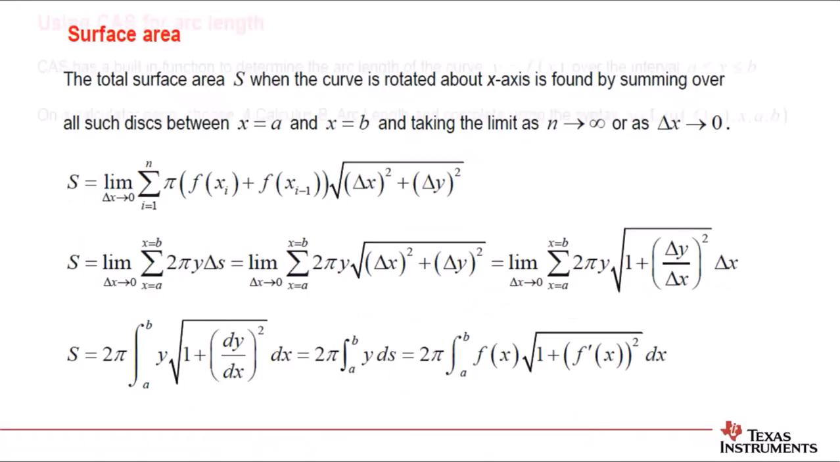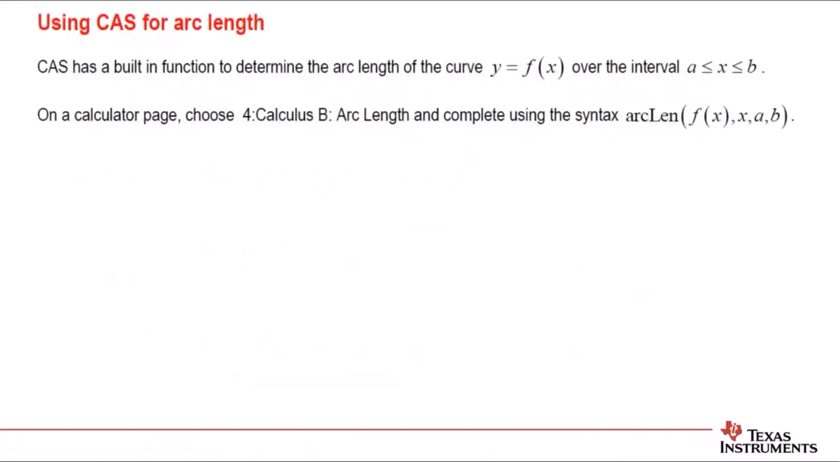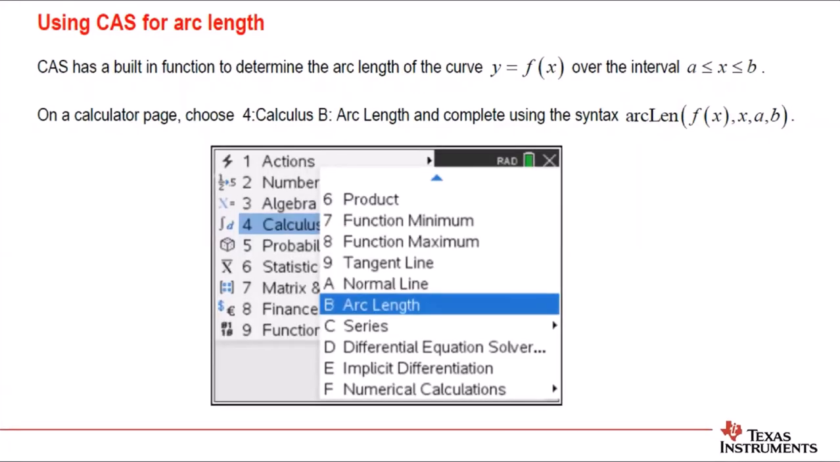All right, so let's go back to the PowerPoint slide now. Now, the CAS, the TI-Nspire, does have a built-in function to determine the arc length of the curve y equals f of x over the interval from a to b. So on a calculator page, just choose option 4 for the calculus, arc length option B, and complete the syntax using arc length of your function f of x, a, b.